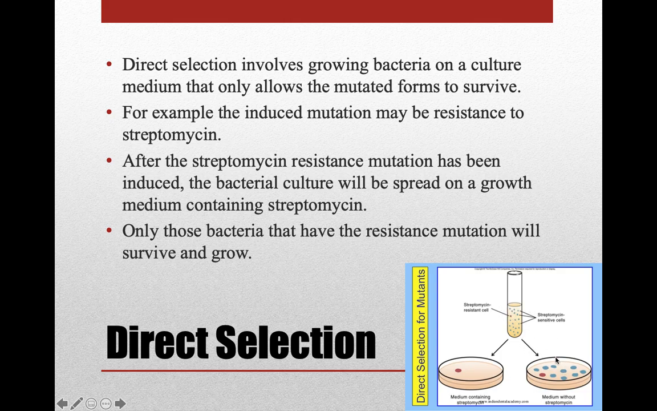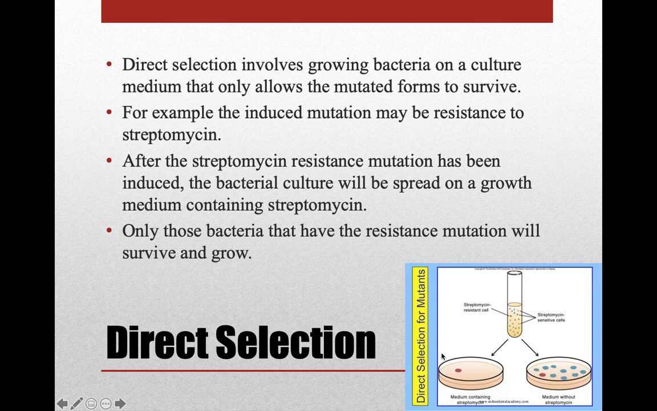Now, in this case, it's streptomycin. So you have a plate without streptomycin and a plate with streptomycin. On the plate with streptomycin in it, nothing will be able to grow except for the organisms that you have induced that mutation in. So if it grows on the streptomycin plate, you know you have successfully induced your mutation. Whereas if you have the one without streptomycin, everything will grow, including the ones that are resistant to streptomycin.